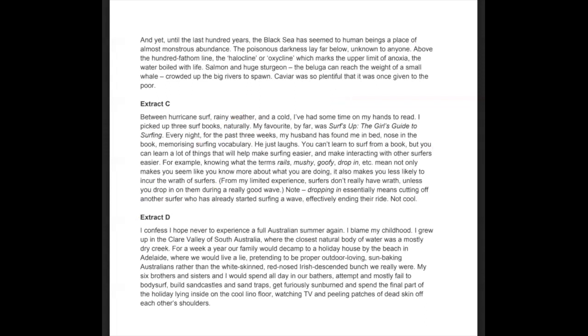From my limited experience, surfers don't really have wrath. They don't really get angry at you unless you drop in on them during a really good wave, right? So unless you cut them off, right, they're not really going to get angry at you. But if you cut them off, then they won't be very welcoming, obviously, right? Because you're messing up their space, you're in their territory.